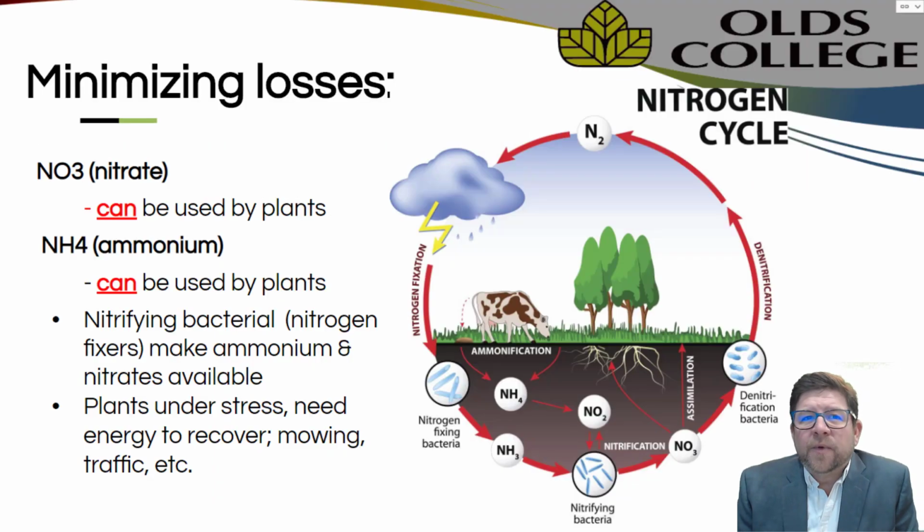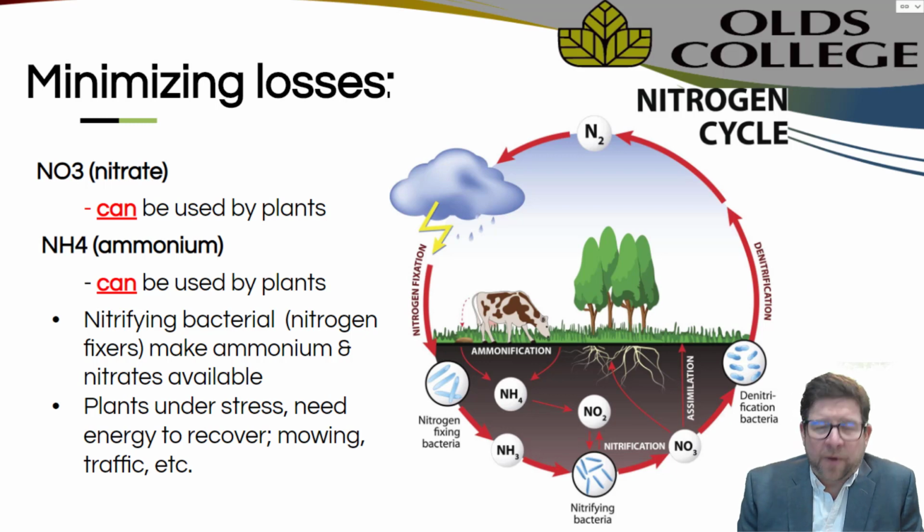Some of the ways we can minimize losses: realize that nitrate and ammonium are the only two sources that plants can use without having to be converted by bacteria. Nitrifying bacteria, called nitrogen fixers, can make that ammonium and nitrates available to the plant. As I mentioned before, we need to apply these things in order for our surfaces to recover from stress and traffic and whatnot. So nitrate and ammonium nitrate are a great option as far as nitrogen application, in order to avoid some of those typical ways we can lose it to the environment and into the soil.